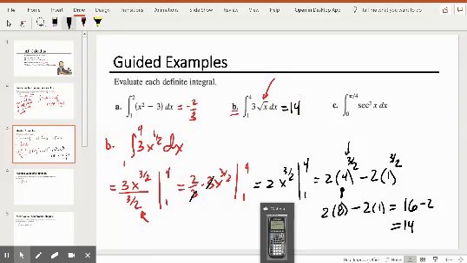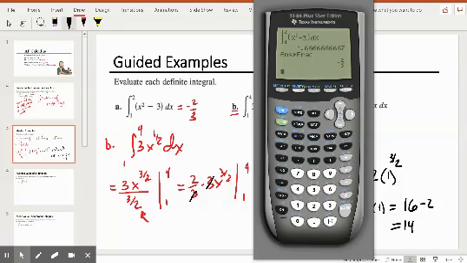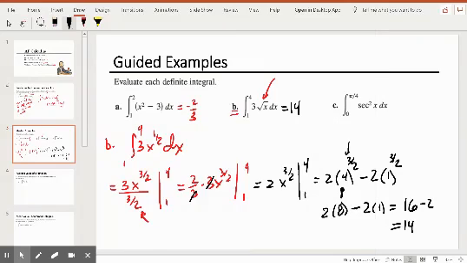And again, if you wanted to check that you did this correctly, you can go to your calculator. Math 9 is the integral from 1 to 4 of 3 times the square root of x. And our integration variable is x. And we see we got 14, which matches our answer. Great. And we have one last example here.